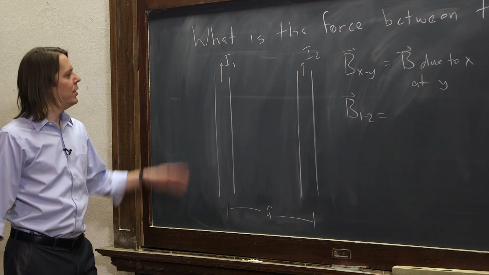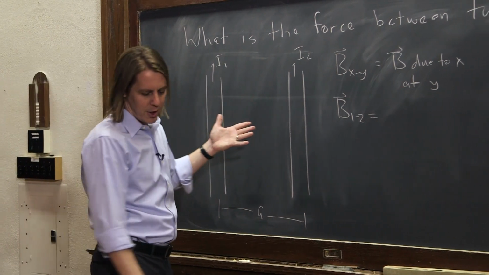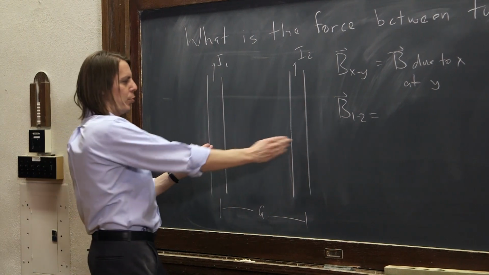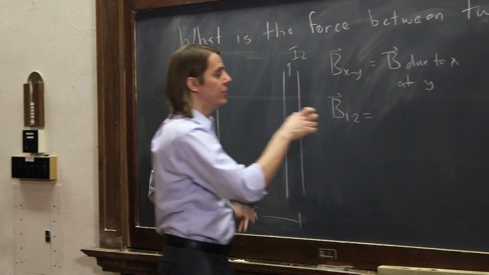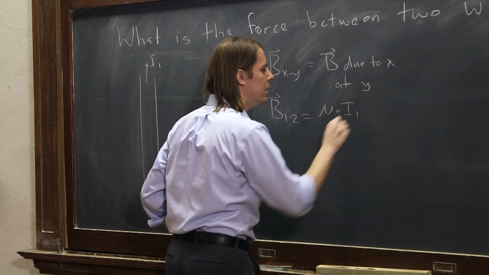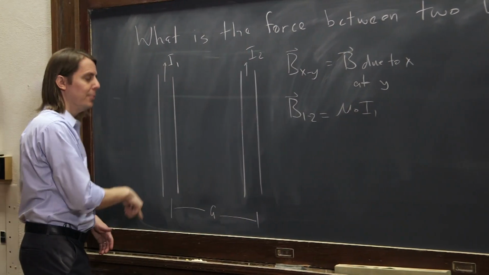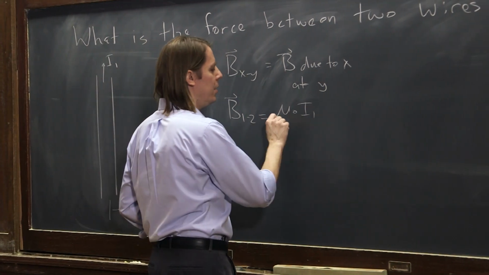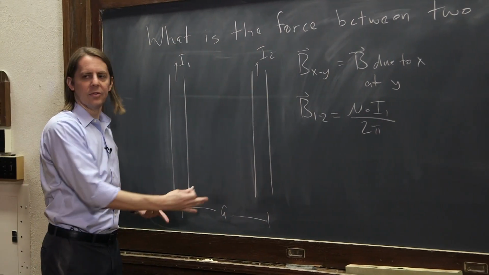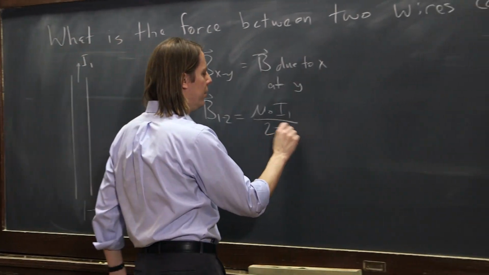All right. Well, we know it's a magnetic field due to a wire. We know that's mu naught I over 2 pi r, where r is the radius away. So B12 will be mu naught I1, the field created by I1, over 2 pi. And instead of r, the separation actually is a. Right? Mu naught I1 over 2 pi a.